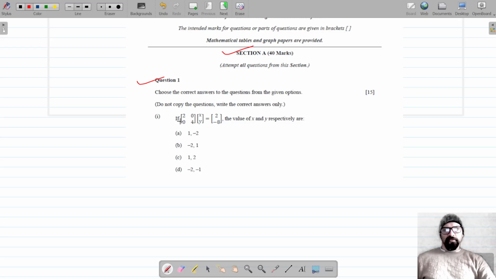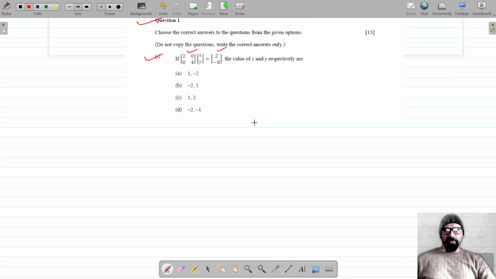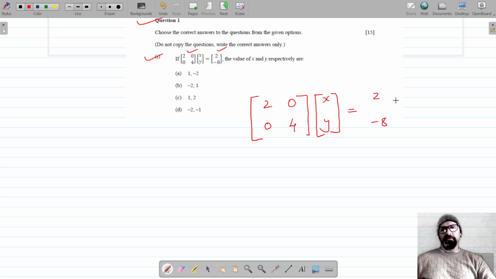So this is the question related to the matrix, and it's given that the product of this matrix is equal to 2 minus 8. We have to find the values of x and y. So our given matrix is, the first one is 2 0 0 4 elements. So this is a square matrix of order 2, and it has to be multiplied with a column matrix that is only one column and two rows. This is 2 minus 8. So let's find the product.